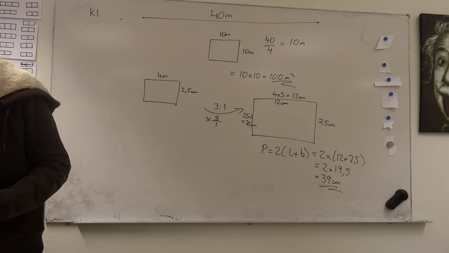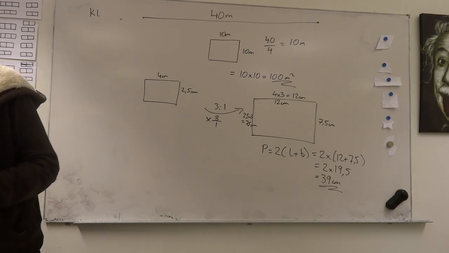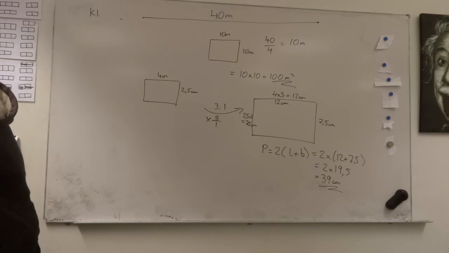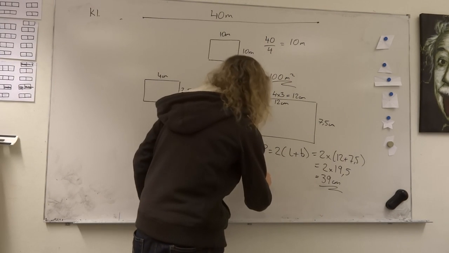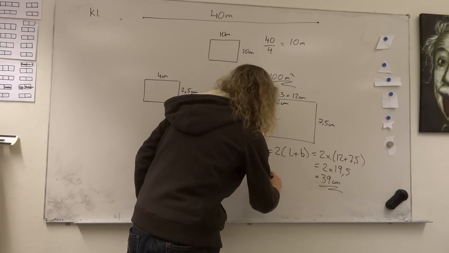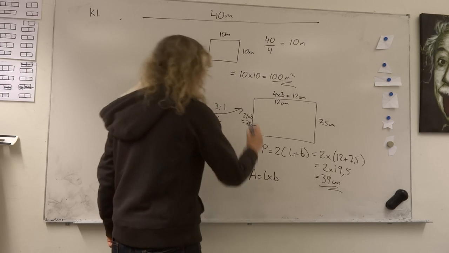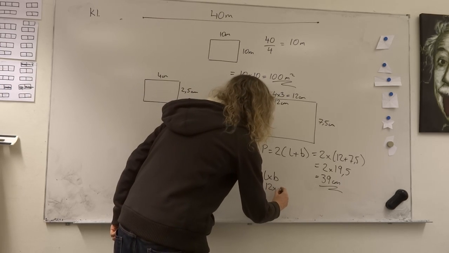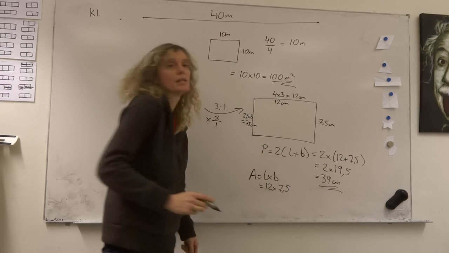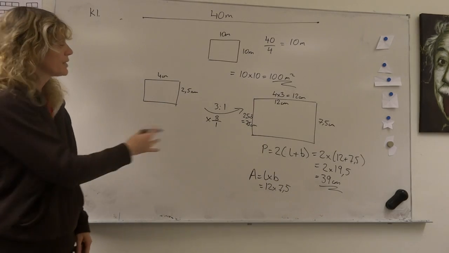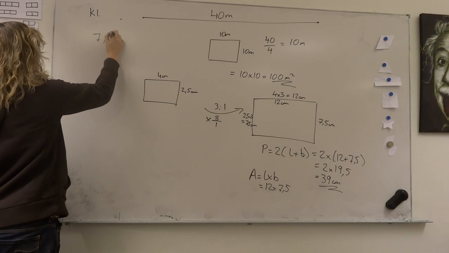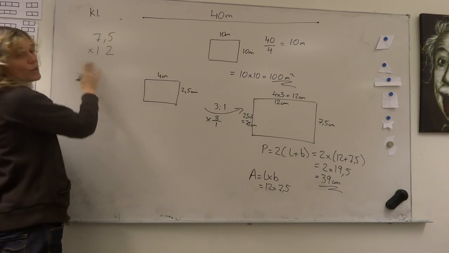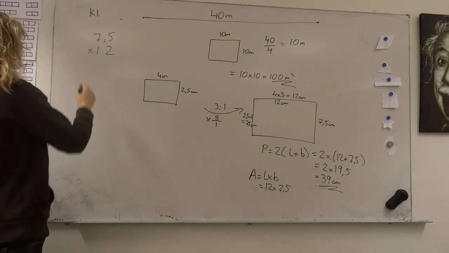Then we have to work out the area as well. And to get the area, we're using the formula length times breadth. So we need 12 centimeters long multiplied by 7.5 centimeters wide. Easiest way to do that, I think, is with a quick multiplication. 7.5, and I put the one that's got the smallest numbers on the bottom. 1 and 2 is much easier.